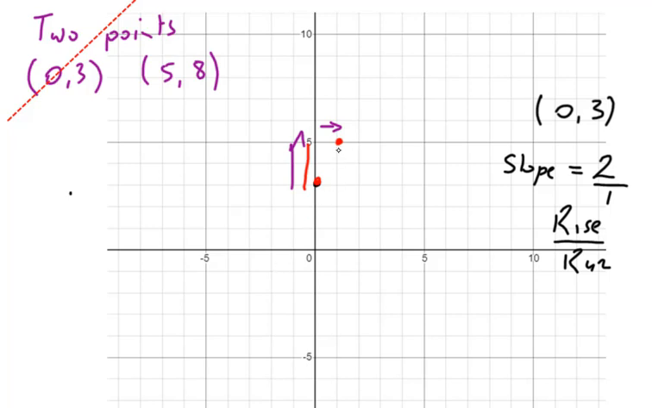So that gives me another point. Now I could sketch in another point starting at this point here. I could also rise up 2, 1 to the right, couldn't I? Rise up 2 and then 1 to the right, and then I can take my ruler and sketch a line through those 2 points there.